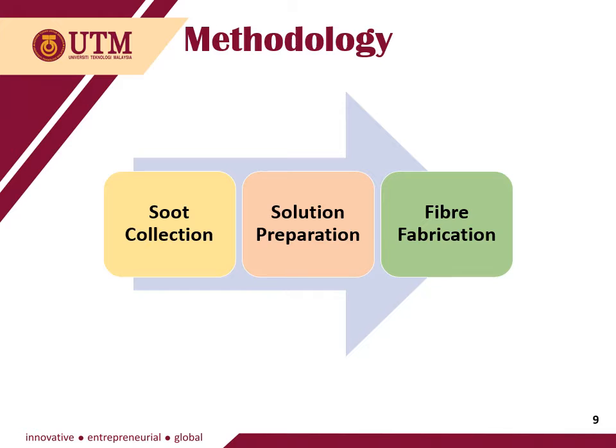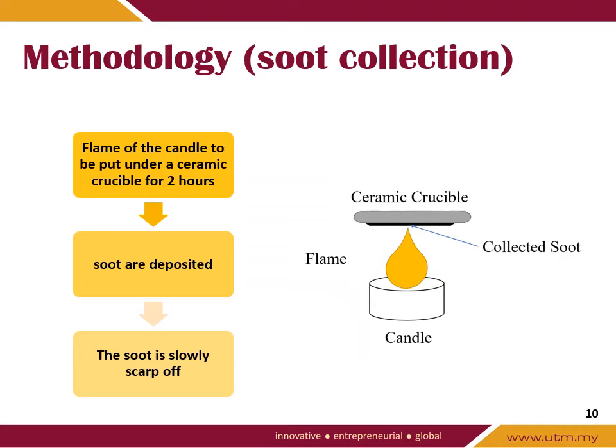For the methodology, it is comprised of three steps, which are soot collection, solution preparation, and fiber fabrication. Based on the diagram on the right, the flame of the candle is put under a ceramic crucible for 2 hours. Soot is then deposited and it is slowly scraped off.